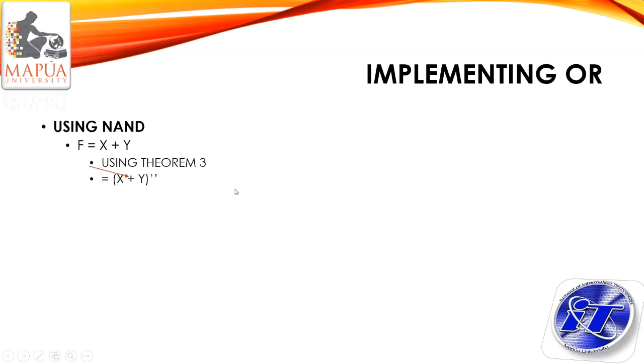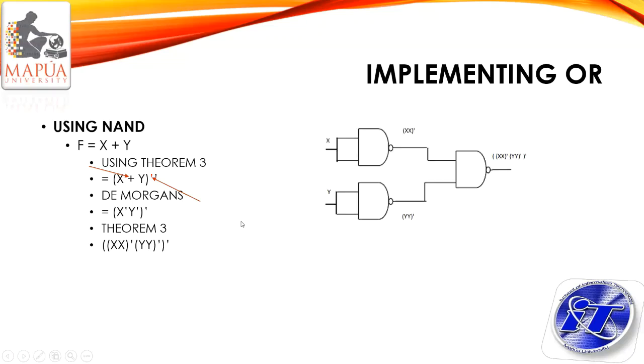Okay, so it will be rewritten as NOT x AND NOT y, and then the whole expression is negated. So now the main function is AND and then it is negated. And again, for NOT x and NOT y, kindly refer to the previous slide on how to implement negation using a NAND gate. So this will be our final equation that we're going to use to implement NAND as OR. So this will be our circuit.